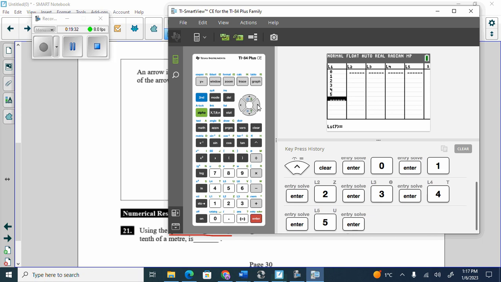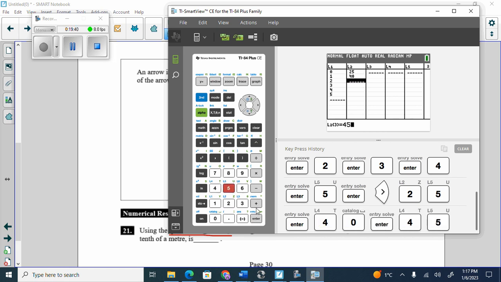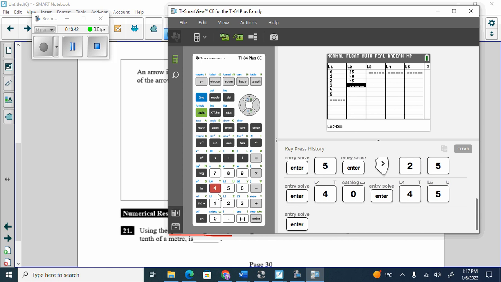Okay, and then we arrow over, and we have 25, 40, 45, 40, 25, and back down, 0. Okay, this is an arrow being released from the top of the cliff, and here it stops because it hit the ground.